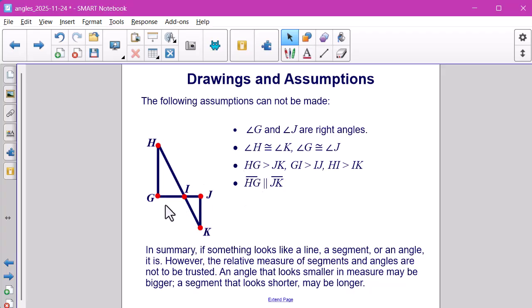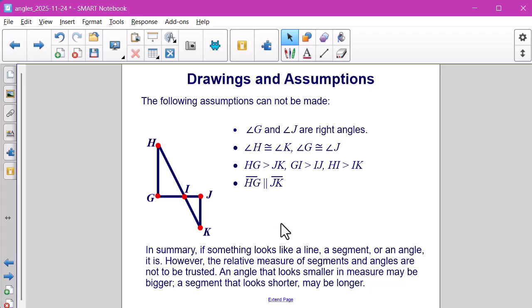We cannot necessarily say that HG is greater than JK. It appears that way in the picture, but the diagram may not be drawn to scale. Similarly, GI is not greater than IJ, and HI is not greater than IK. We also cannot automatically assume that line segment HG and line segment JK are parallel to one another. That would have to be given information if it was indeed true.